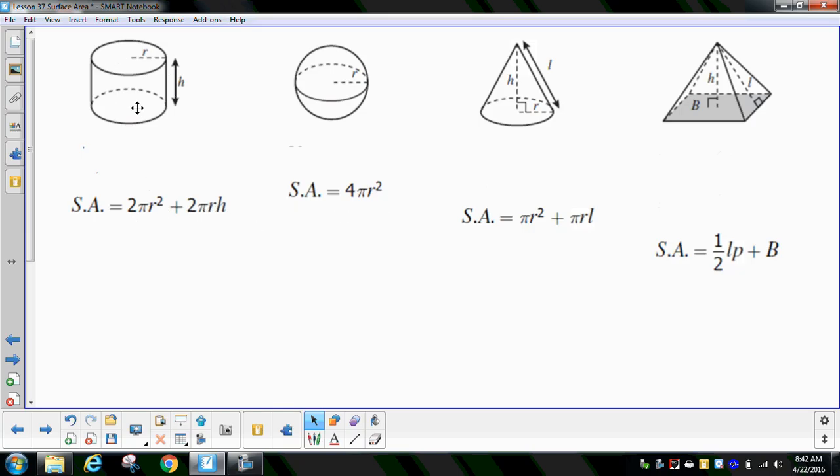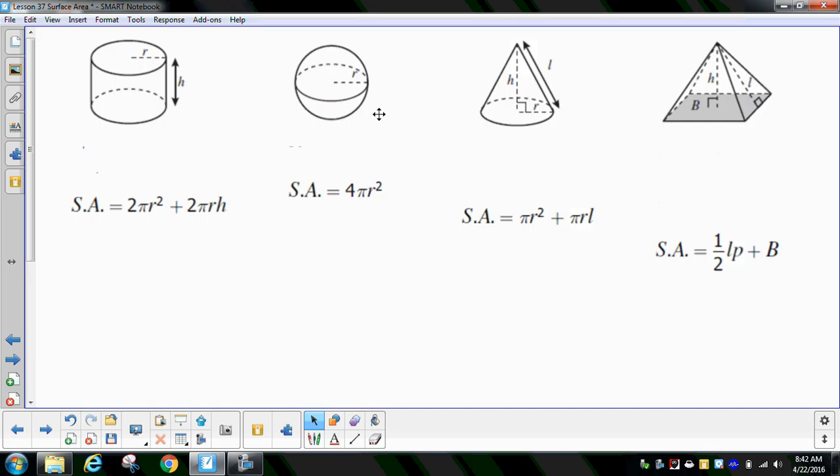So here in the cylinder we have a radius, and these circles on the top and the bottom, we call them bases. There are two bases in a cylinder, and the radius of that base is what goes into the formula for R. H is the distance between those two circles, or the height of the cylinder, and that goes in for H. To find the surface area, all we have to do is plug those dimensions in and simplify.